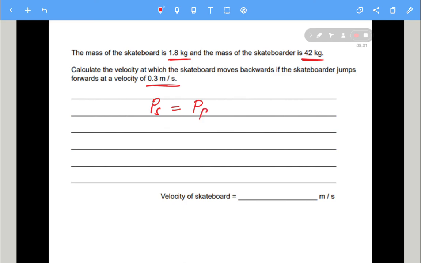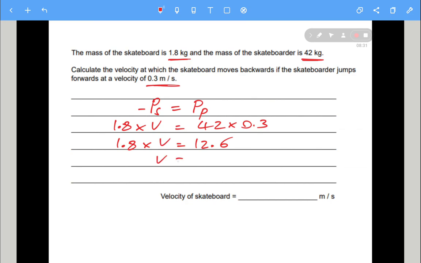So I'll call it P for person. So the skateboard's mass is 1.8. So we've got 1.8 multiplied by the velocity. We'll call this side negative as well. We'll just make our answer negative at the end, equal to the momentum of the person, so that's 42 kilograms multiplied by 0.3 meters per second. So to the right, that's 12.6. And then we've got 1.8 times V.